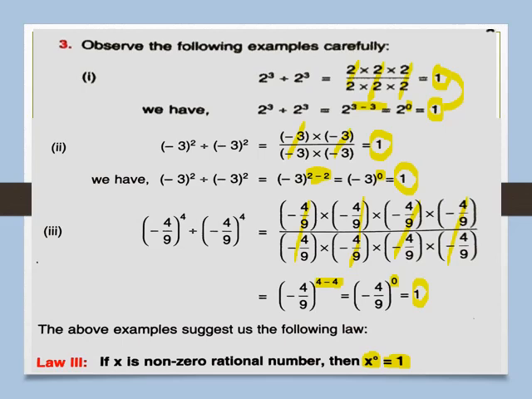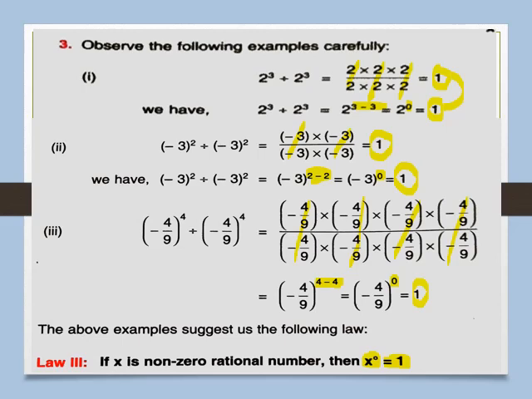Your answer is 1. In the same way, if you use the laws of exponents, the second law: bases are equal and there is a division sign, so the powers get subtracted. So here 2 minus 2. 2 minus 2 means what? It is 0. So here again the answer is 1.